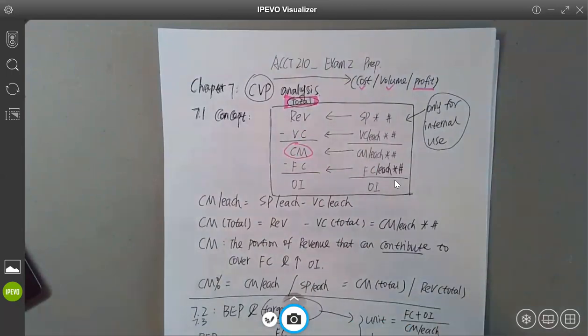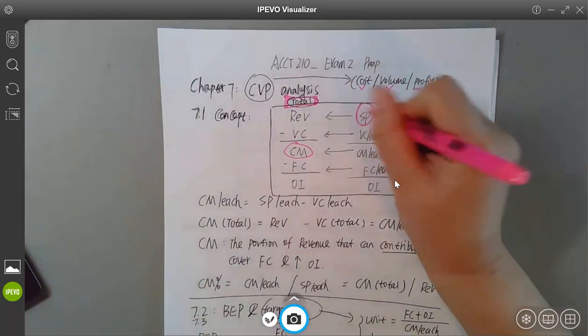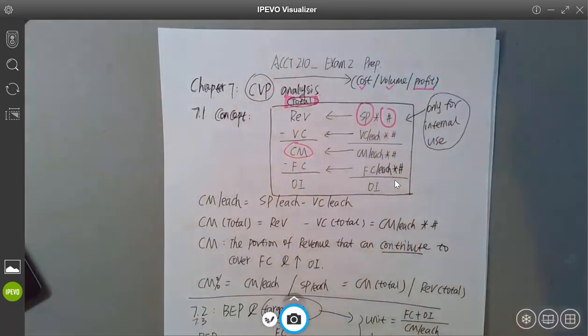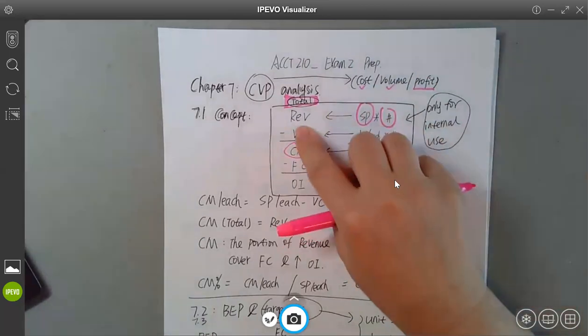But it's also possible the question gives you that your selling price is, let's say, $50, and then you sold 10,000 units. So you have to be able to get the total revenue. You have to use your selling price times your total units sold to get your total revenue.